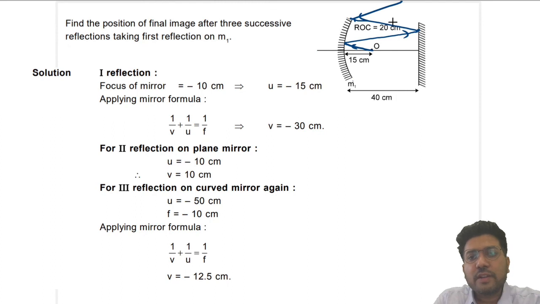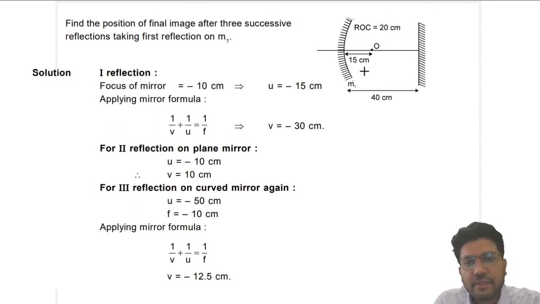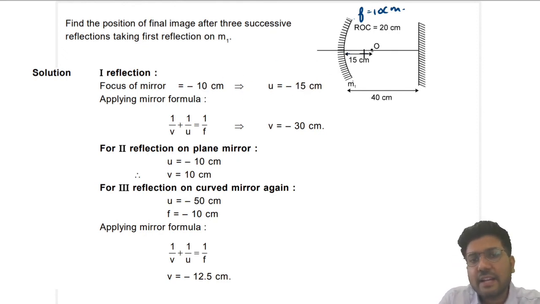Okay, so the first reflection has to be considered from the concave mirror, right? They have given this distance as 40 centimeter and this distance as 15 centimeter, and the focus is 10 centimeter. Okay, so the focus is minus 10 centimeter, u, the object distance, is minus 15. Now you will say it is behind. How can it be minus 15?